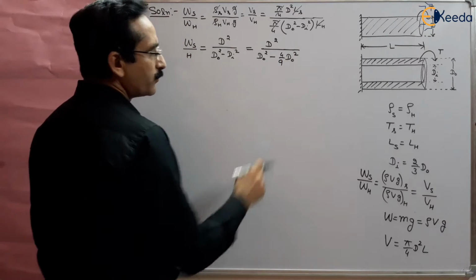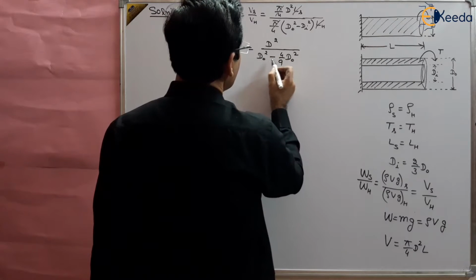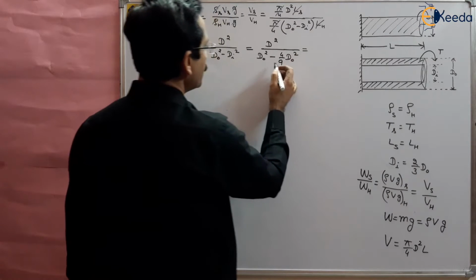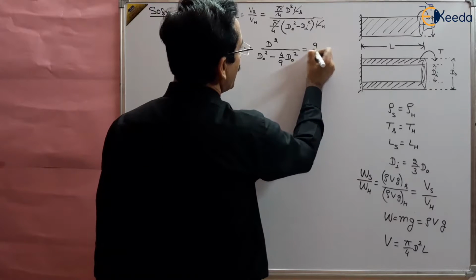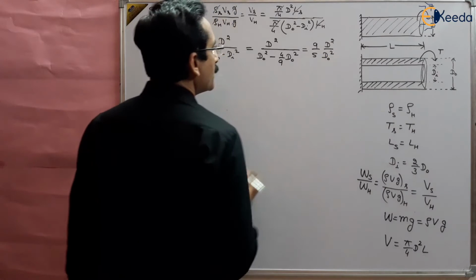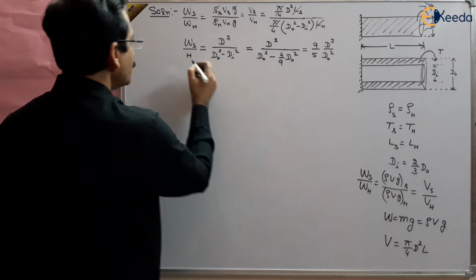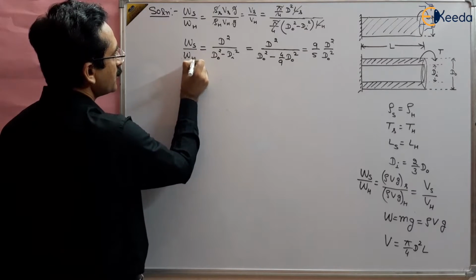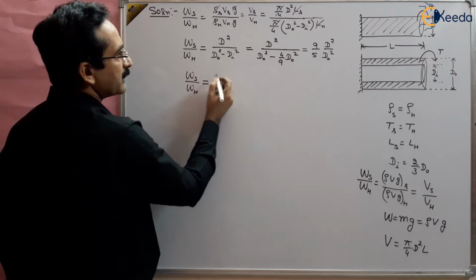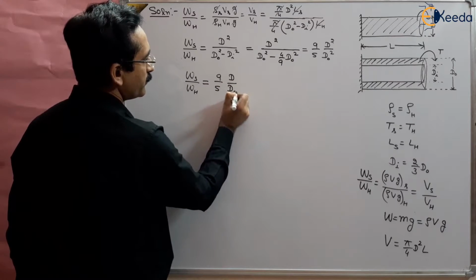Di square is 4 by 9 of Do square. So from here we can find out this is 9 by 5, right? So this will become equal to 9 by 5 d square by Do square. So the ratio of weights Ws by Wh is basically given by 9 by 5 (d by Do) whole square, right?